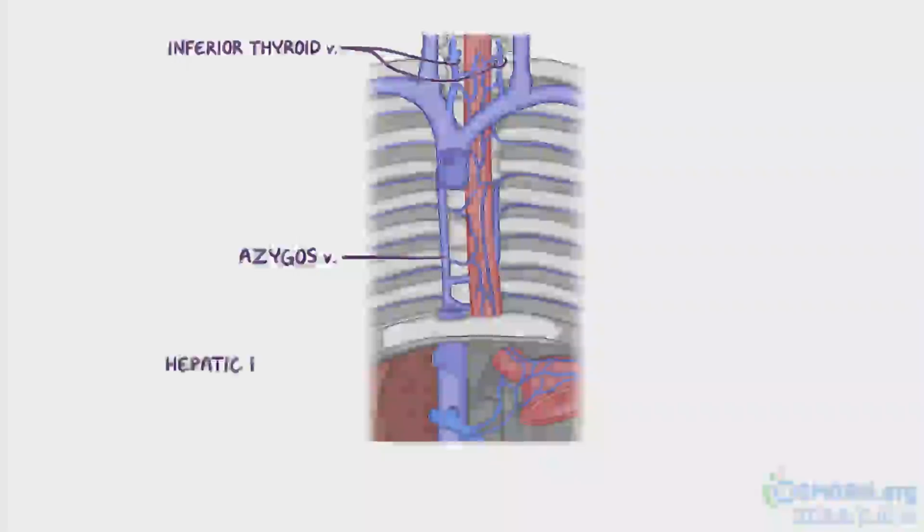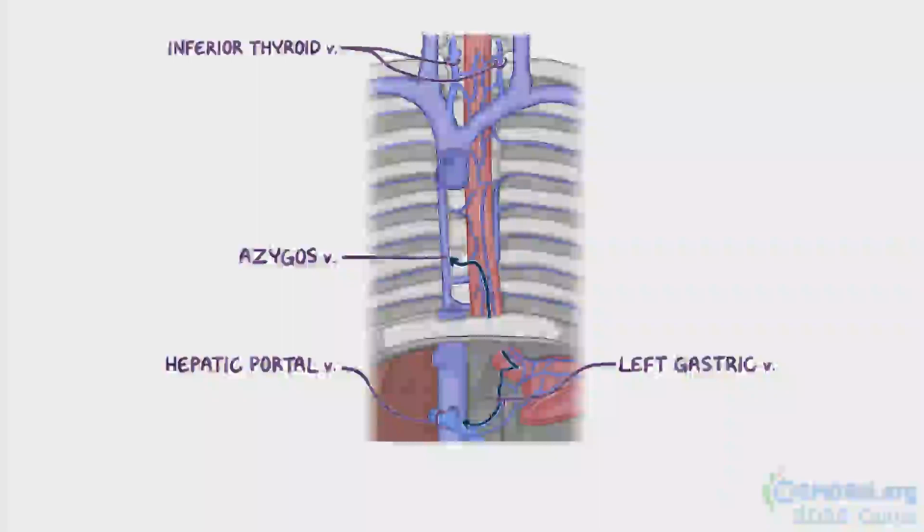The venous drainage of the thoracic esophagus occurs via the inferior thyroid vein and tributaries of the azygous vein. The venous drainage of the abdominal esophagus has two routes: to the hepatic portal venous system through the left gastric vein, and into the systemic venous system through esophageal veins entering the azygous vein.